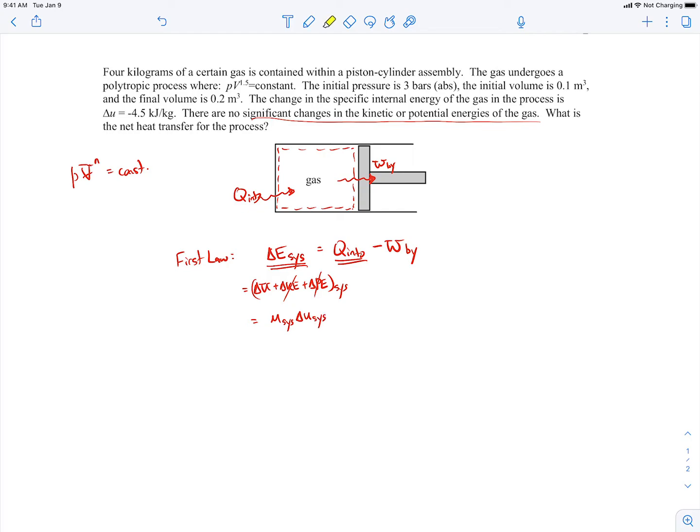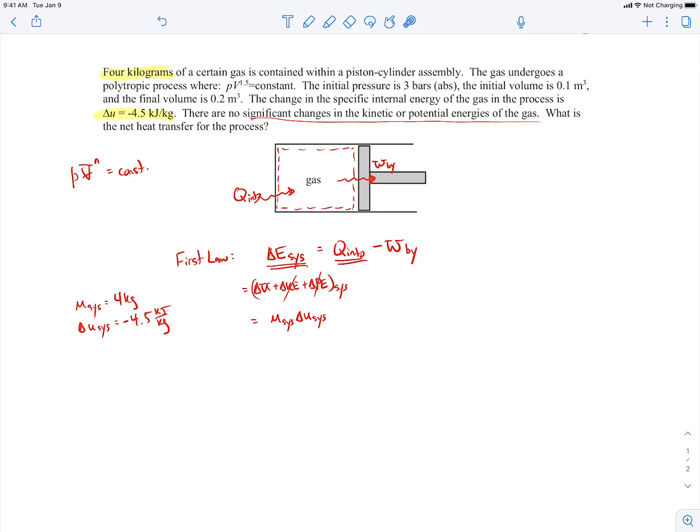The reason I'm doing that is because we're told the change in specific internal energy of the system. The mass of the system is the 4 kilograms, so let me just make a note of that over here. So the mass of the system is 4 kilograms, that was given. The change in the specific internal energy of the system is minus 4.5 kilojoules per kilogram. So that's the change in the total energy of the system.